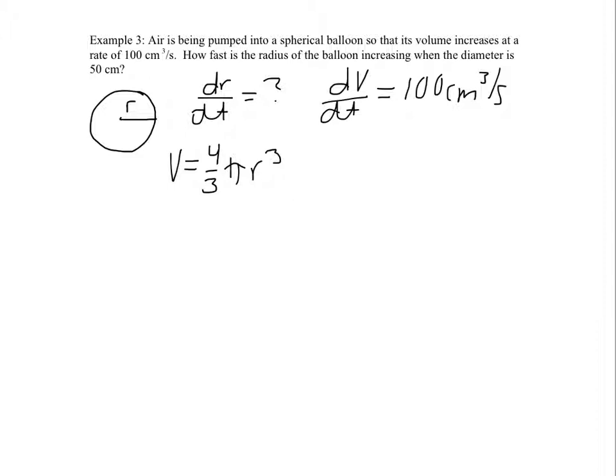A couple other things, though, that we didn't do was we didn't say we had the diameter. We know the diameter is 50 centimeters. And so from that, we can determine that the radius is 25 centimeters. Okay, we have our generic equation. We have everything figured out.